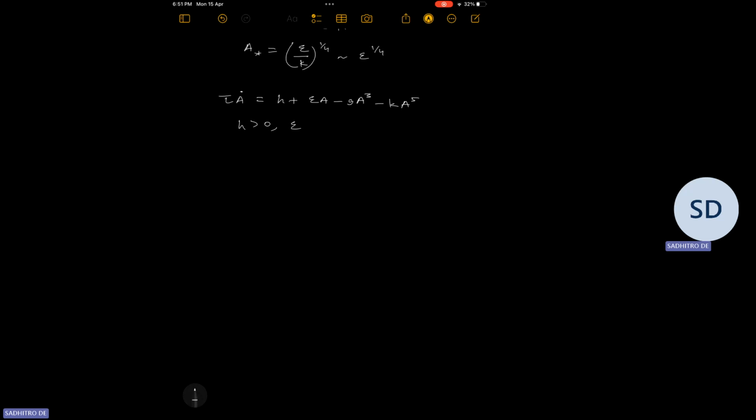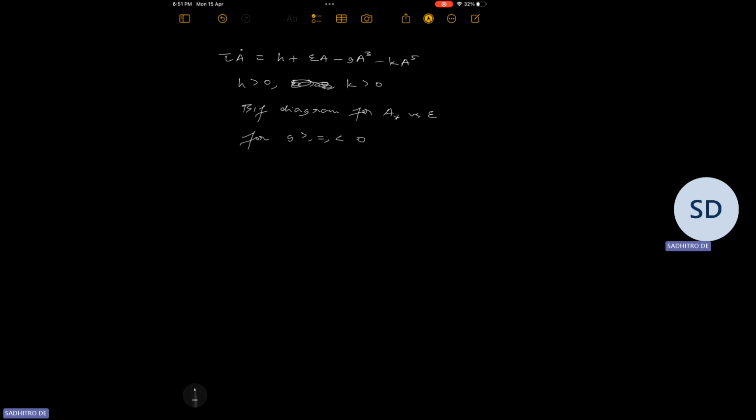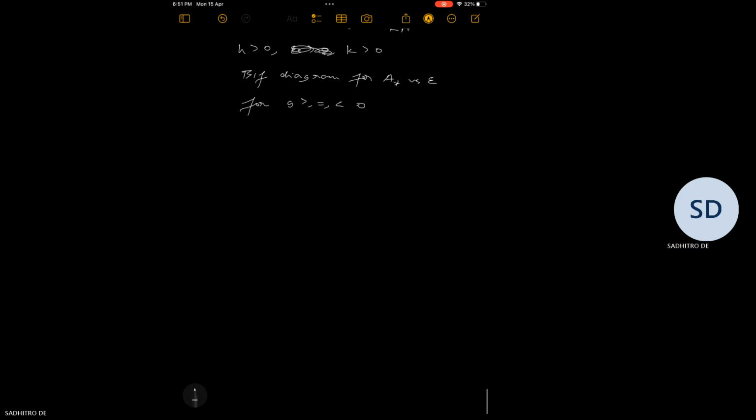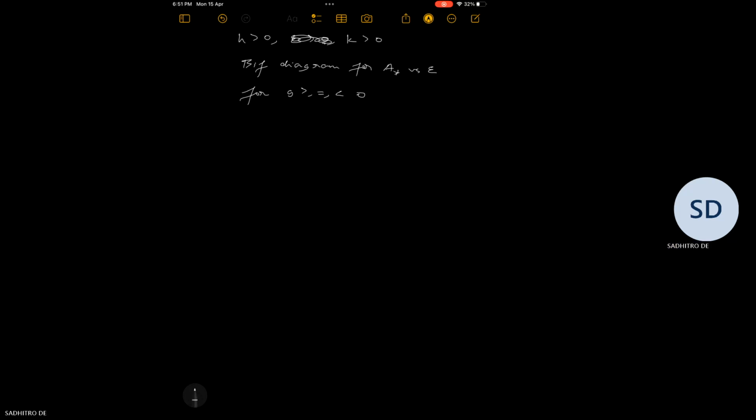Epsilon is again greater than 0, and epsilon can be anything, and a is greater than 0. So the task for us is to sketch the bifurcation diagram of a star. So what we need to find out is the bifurcation diagram for g greater than, equal to, and less than 0. So first, let us start off with the case when g is greater than 0.